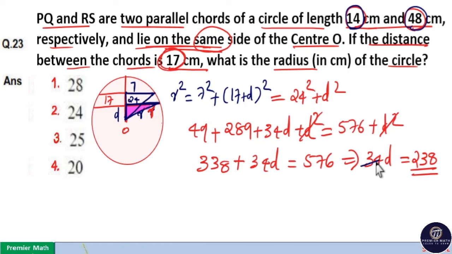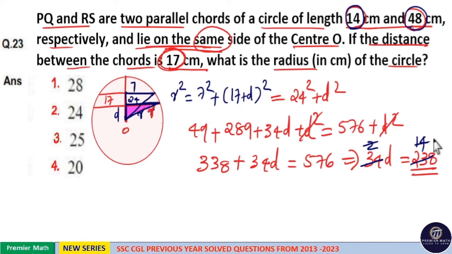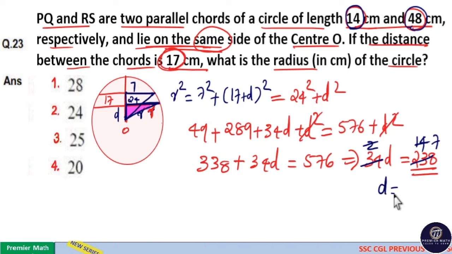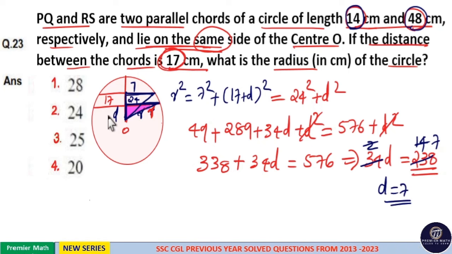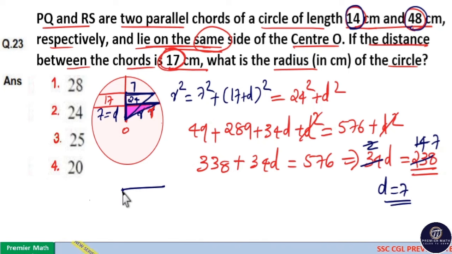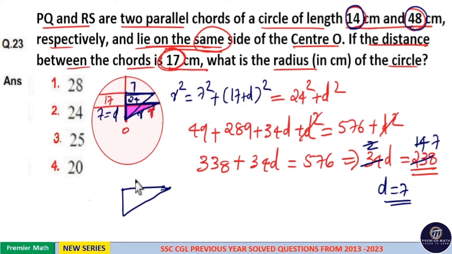Now 17 goes 2 times in 34, 17 goes 1 time in 23, remaining 6, 17 goes 4 times in 68, 2 goes 7 times in 14. So D is equal to 7. This is a right angle triangle, and here this is 24 and this is 7.